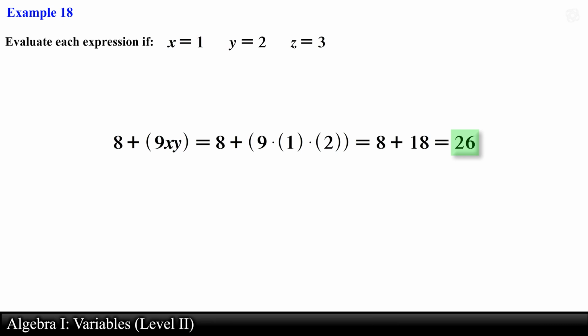Alright, in our next video, we will learn how to simplify expressions with and without grouping symbols.